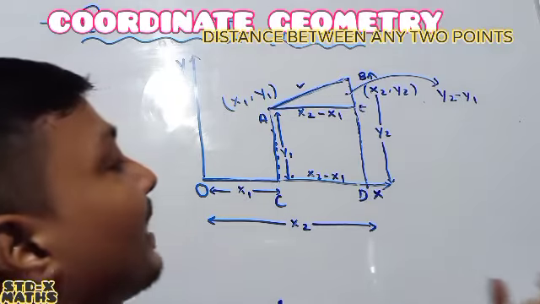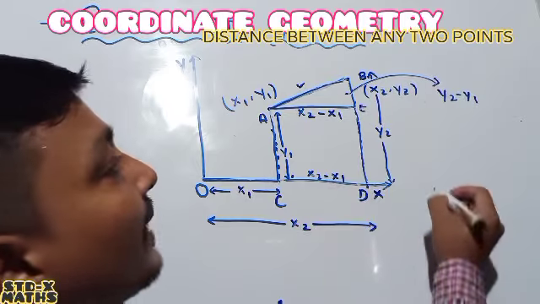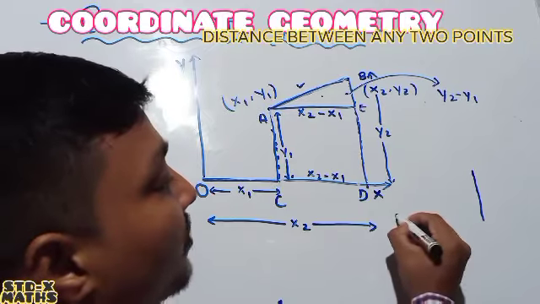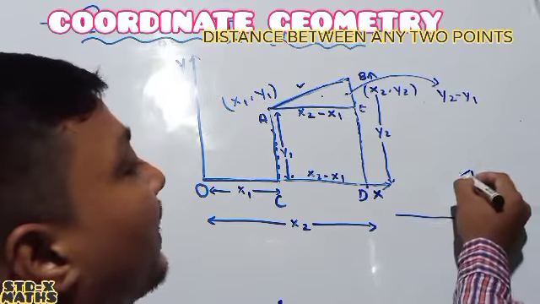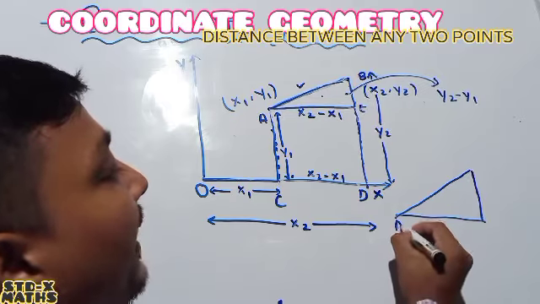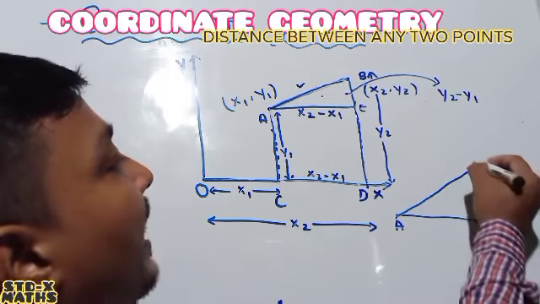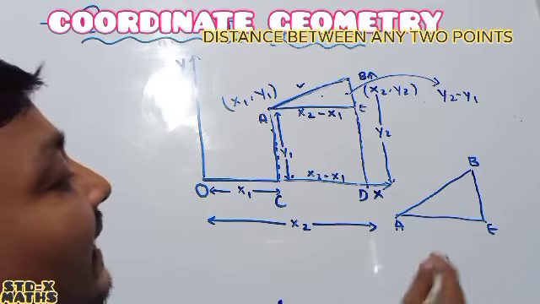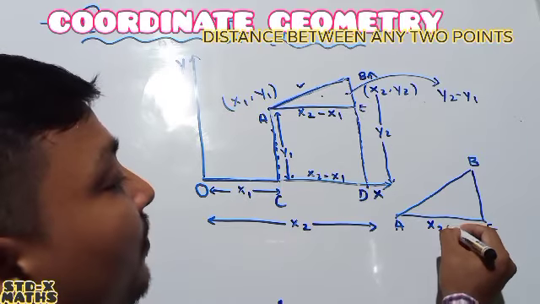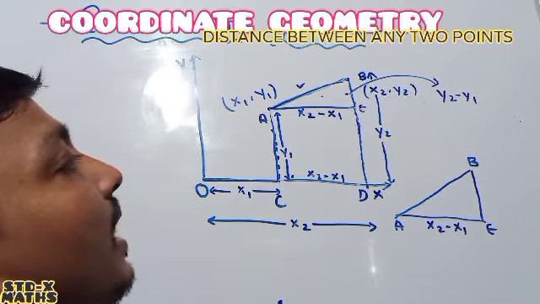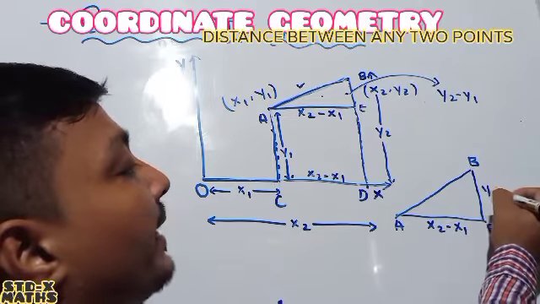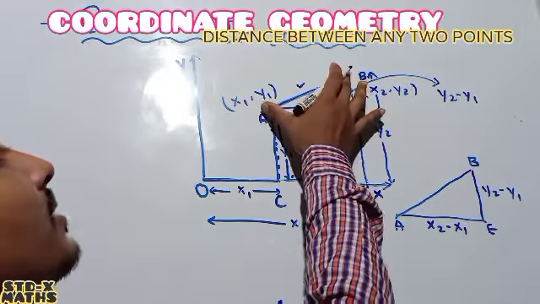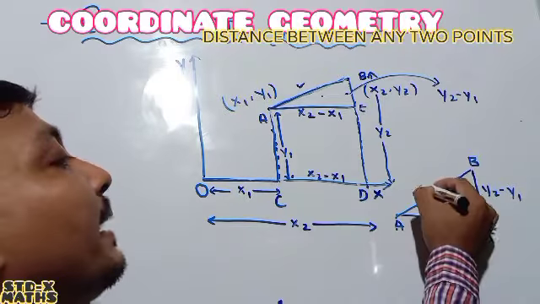So one thing is clear from the figure, in this little triangle. See the little triangle, everyone. The little triangle is named A, E and B. In this little triangle, this length is x2 minus x1, and the length of this one is y2 minus y1. Which distance do we want? Actually we want the distance between A and B, it means we want AB.